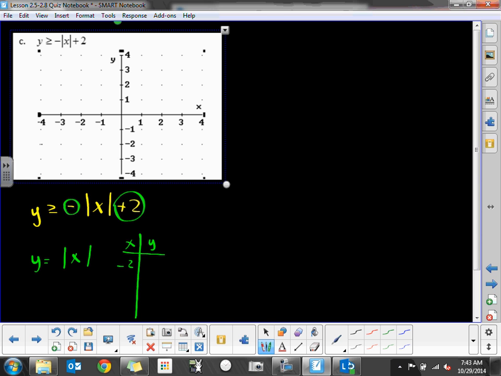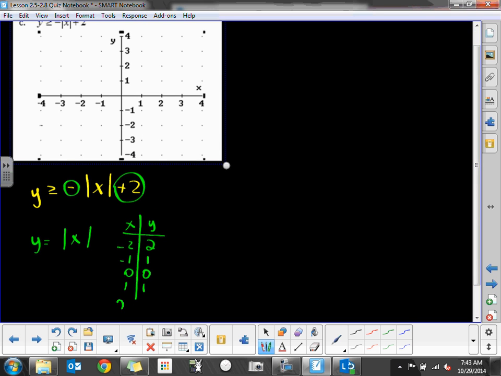So the ordered pairs for our parent function, the absolute value of x: if we put in a negative 2, the absolute value of negative 2 is 2. If you put in a negative 1, you get a 1. You put in a 0, you get a 0. You put in a 1, you get a 1. And if you put in a 2, you get a 2.